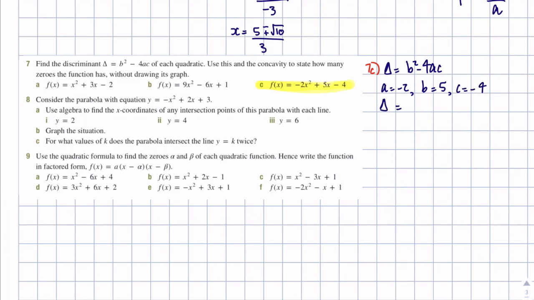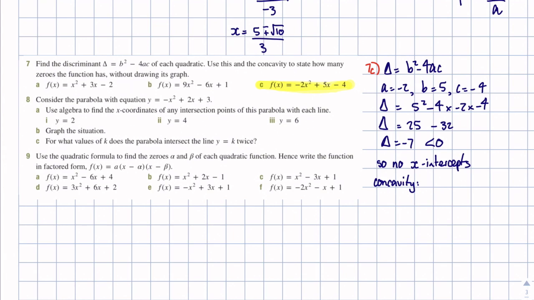So our discriminant is 5 squared take 4 times negative 2 times negative 4, which is going to come out as 25 take 32. So which is like negative 7, which is less than 0. So no x-intercepts. We didn't really need the concavity for this question, but let's have a look at the concavity. Because we've got a equals minus 2, it's a SAD, which means concave down.